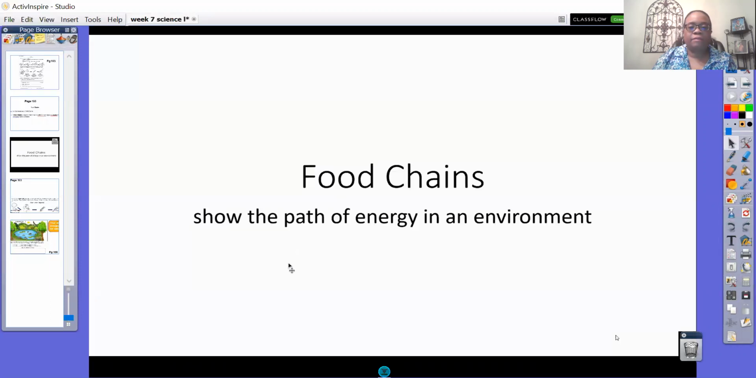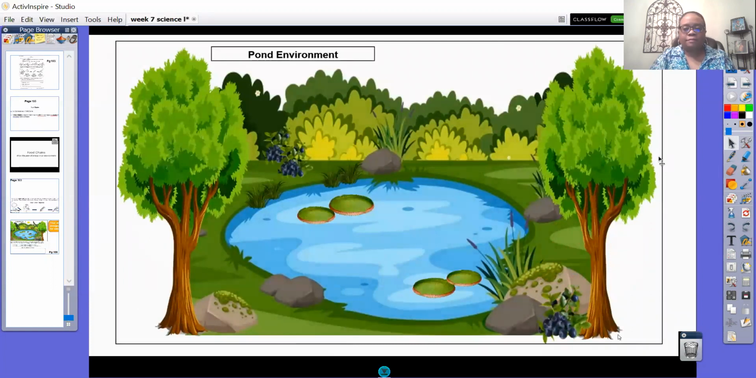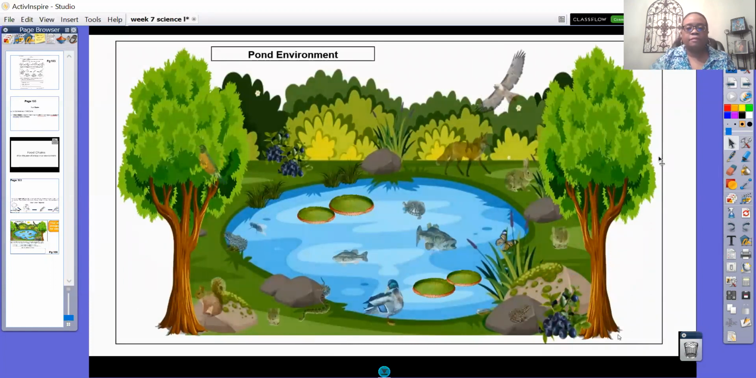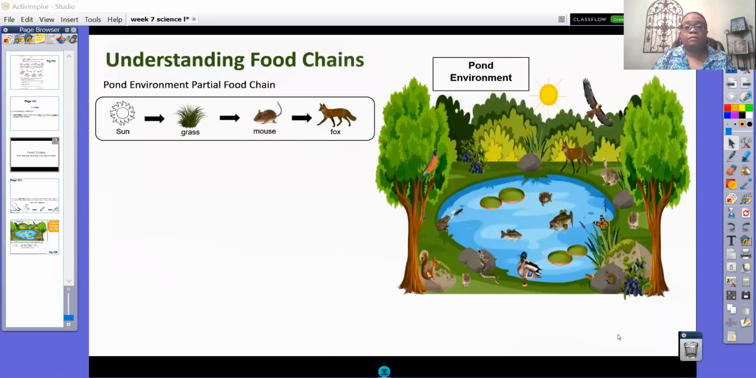Food chains show the path of energy in an environment. For our food chain examples, we'll use a pond environment. An environment includes all the living and non-living things in an area. We have plants, which are living things, as well as animals. Both plants and animals are called organisms. Organisms are living things. In this environment, we'll also include our non-living thing, the sun, which is very important for our food chains.